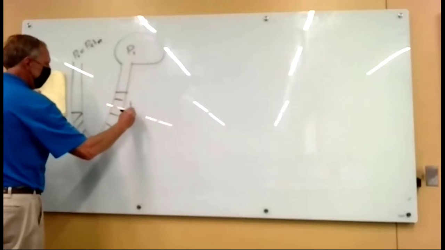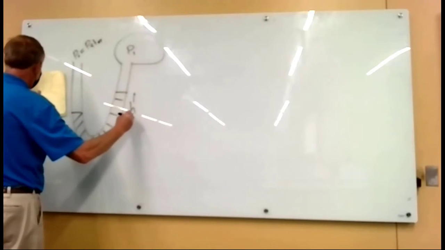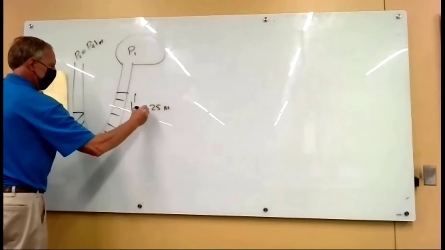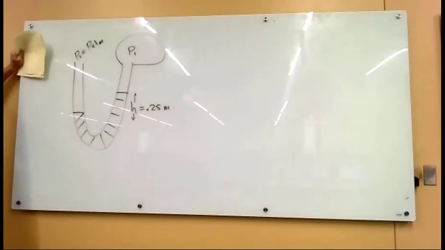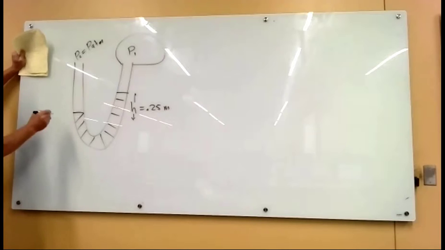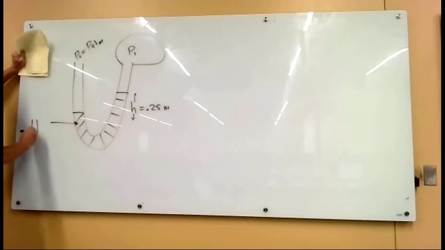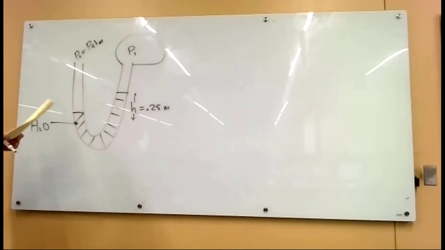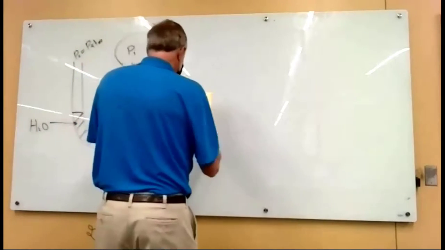And the height difference here is 0.25 meters. And we've got water in here. So which pressure is bigger? The atmosphere, so P1 is going to be less. So we'll write the manometer equation.